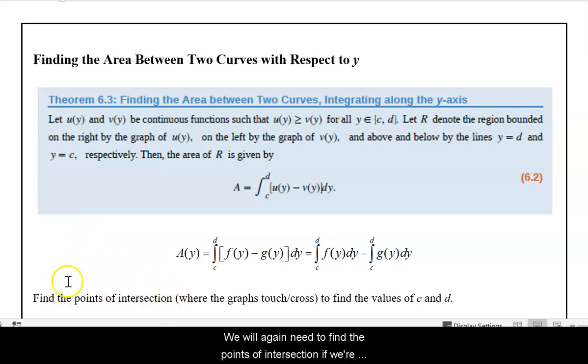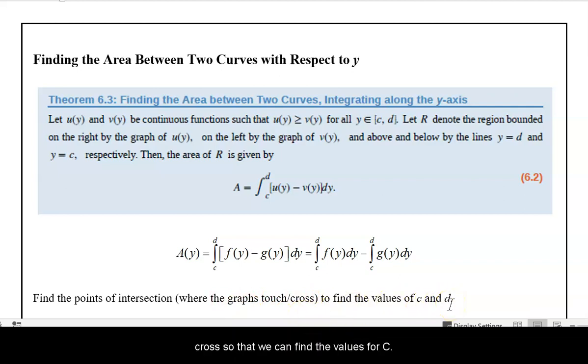We will again need to find the points of intersection if we're not given the exact closed bounded interval over which to integrate. This will let us determine where these graphs touch or cross so that we can find the values for c and d.